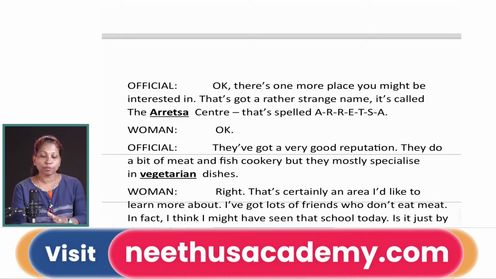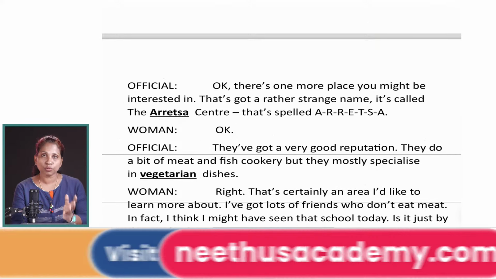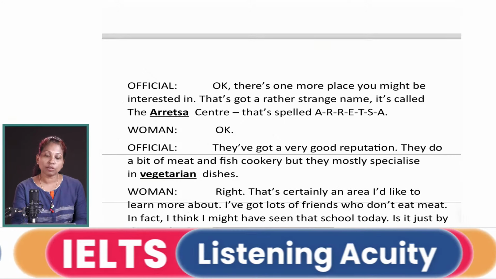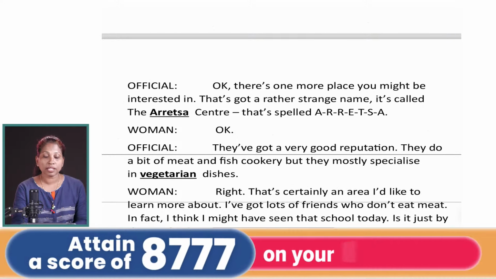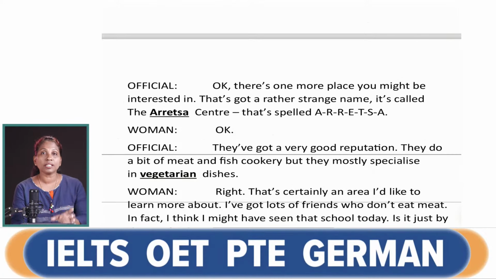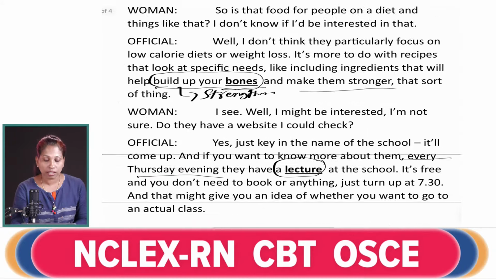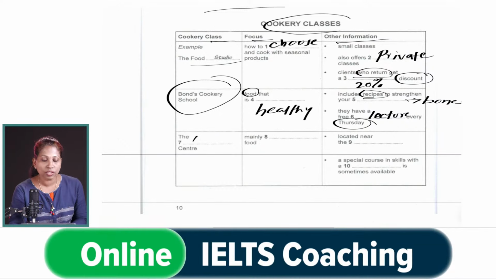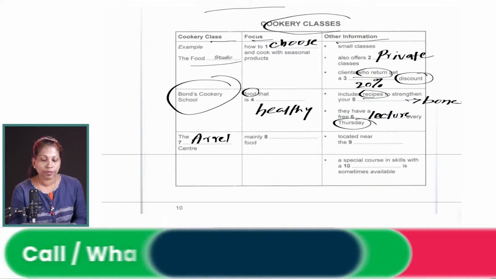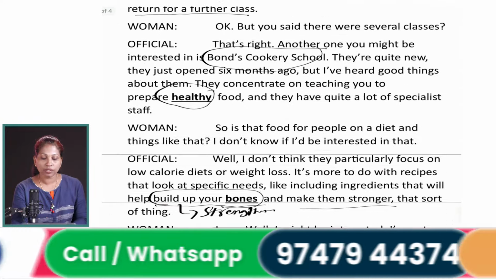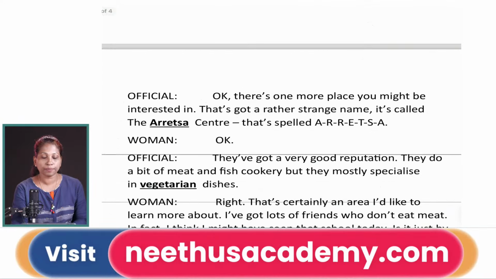This is where some things have to be focused on. If you get confused with the name, most of the nouns which are confusing, they will spell it out for you. So in this audio also, they have spelled it out for you. It's called Aretsa Center. It's spelled ARRETSA. Okay, so now this is the next cookery class, the Aretsa Center. When you go to the blank, you can see center is already given. You have to just fill in the name. TSA. I guess that's the correct spelling which they have given, right? ARRETSA. Right? What's the focus of this class?